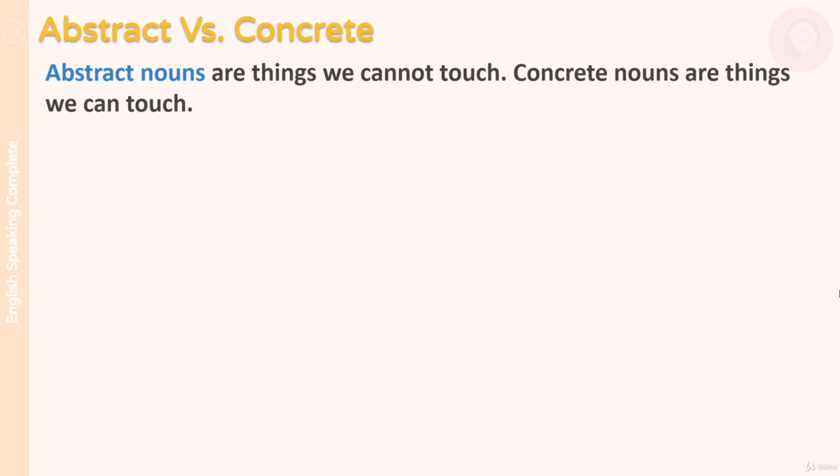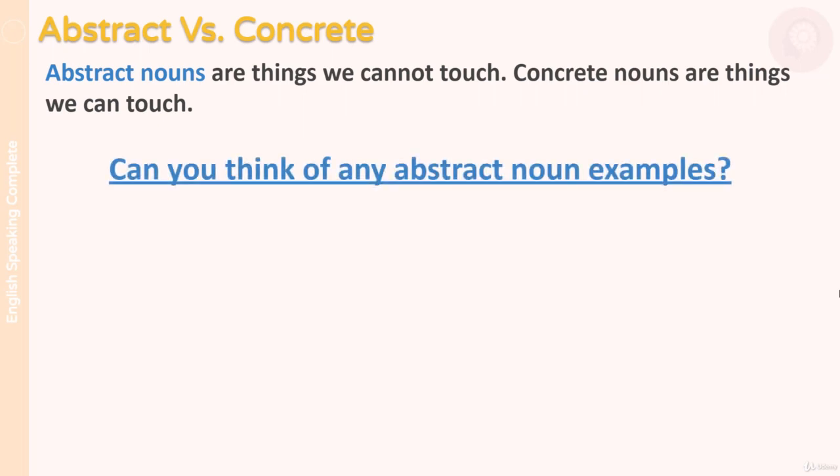Well, abstract nouns are things that we can't touch. It's the names given to things that do exist, but that we cannot touch. Concrete nouns are the majority of objects and things that we know that we can touch. So, with this information in hand, can you think of any abstract noun examples? I'll give you 10 or 15 seconds now to try and think of some examples.